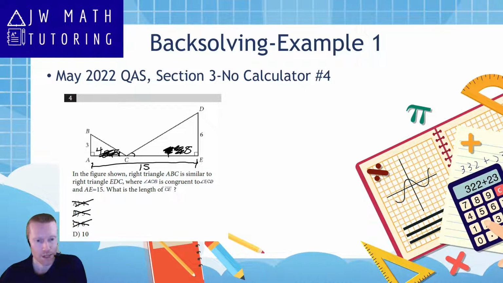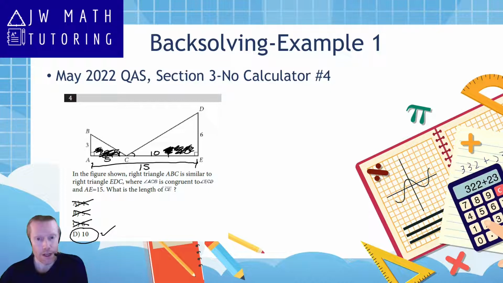So by process of elimination, we know the correct answer is going to be D, but just to check it, if this side CE is 10, then the other side, its corresponding side, AC, has to be half of that, or 5. 5 plus 10 equals 15. This one checks. So the correct answer to this problem is letter D.